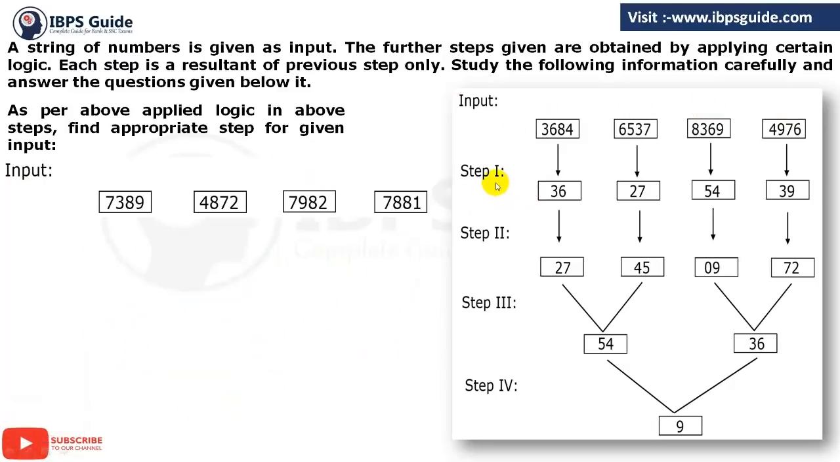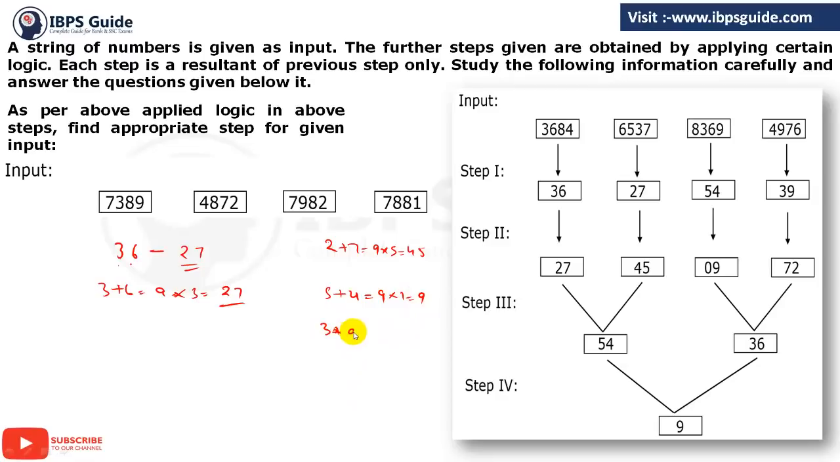Now let's see step number 1 to step number 2. From 36 you are getting 27. Clear? Now see, 3 plus 6 that is 9, and 9 3s are 27. But is it possible here or not? See, 2 plus 7 that is 9, and 9 5s are 45. And this is 5 plus 4 that is 9. Okay, 9 into 1 that is 9.